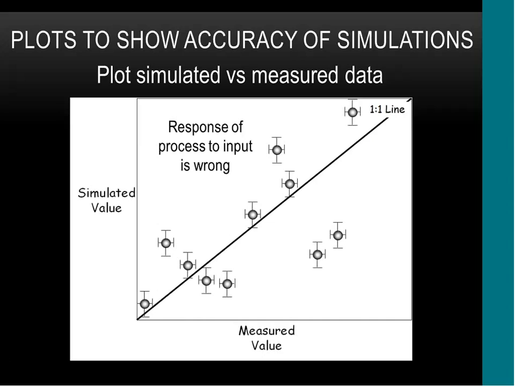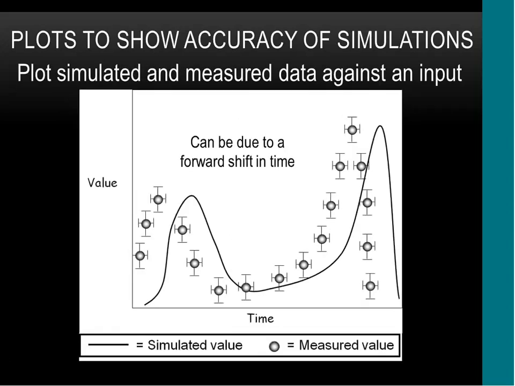Another example is where we get this sort of plot. So we plot the simulated values against the measured values, and the response seems to be wrong. So we're missing out a process somewhere here in the model. There's something going on that we're not capturing because we're getting some significant under-predictions and over-predictions. And we might find this if we plot the time series of the simulated values against the measured values.